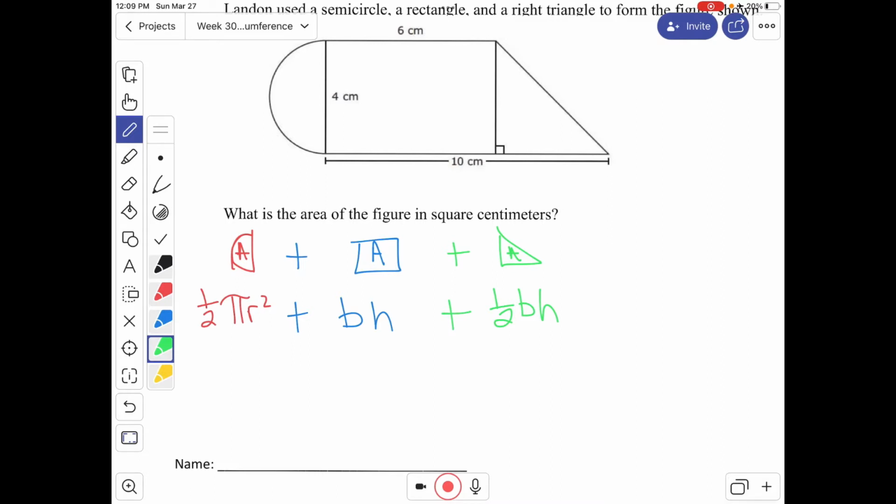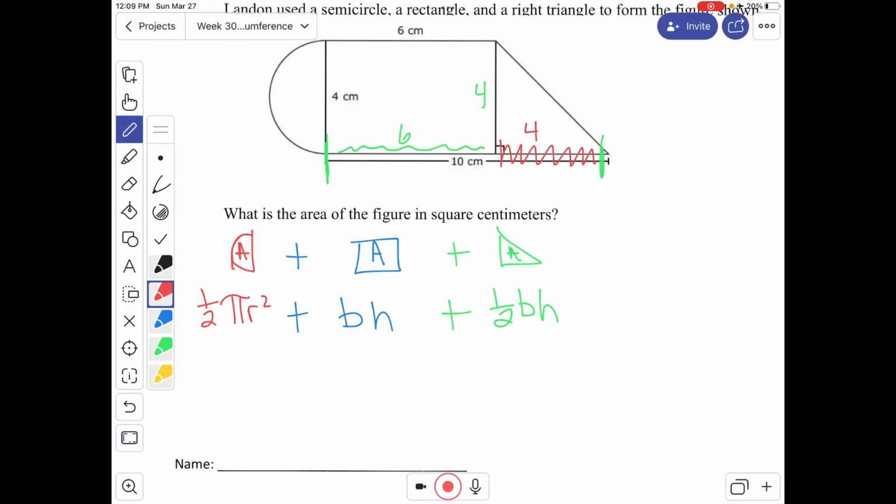Now let's look at the figure for just a minute. This 4 over here is probably going to represent the 4 over here. And we know if this much is 6, and from here to here is 10, how much does that leave for the bottom of the triangle? So 10 minus 6 would leave 4.